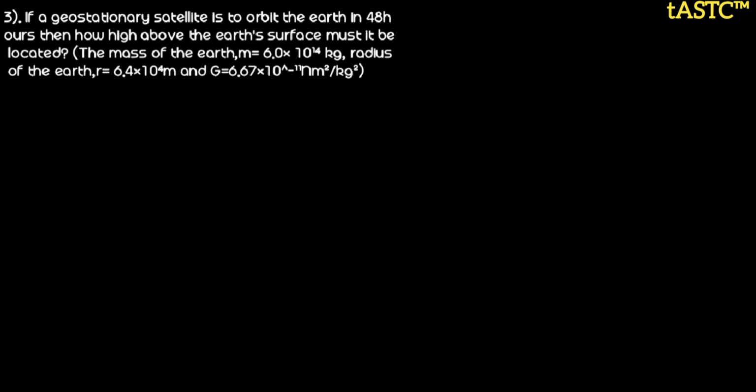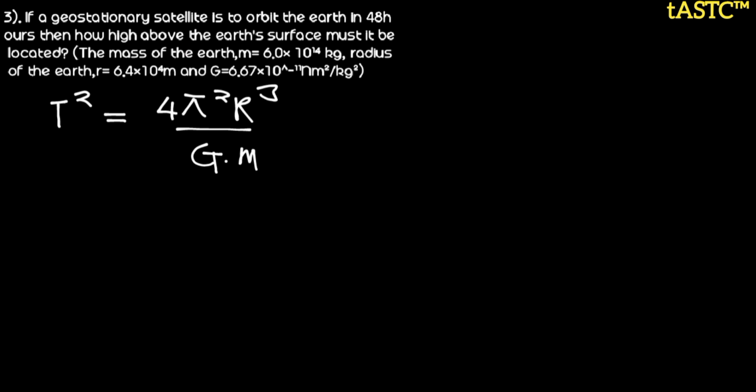Now we have already said that the period of rotation of a planetary body around another is given as T squared equal to 4 pi squared multiplied by r to the third, divided by G multiplied by M. So how can we use this formula in this question?